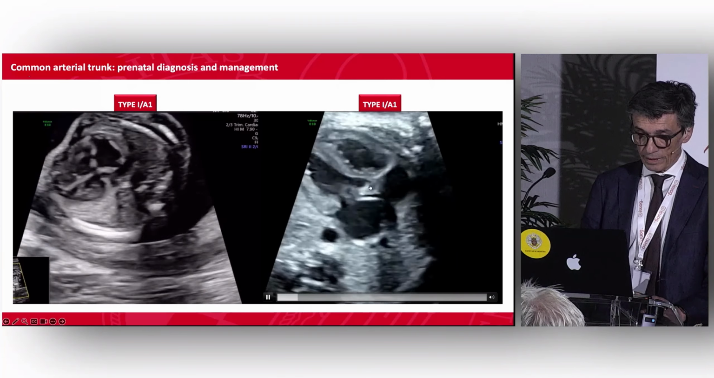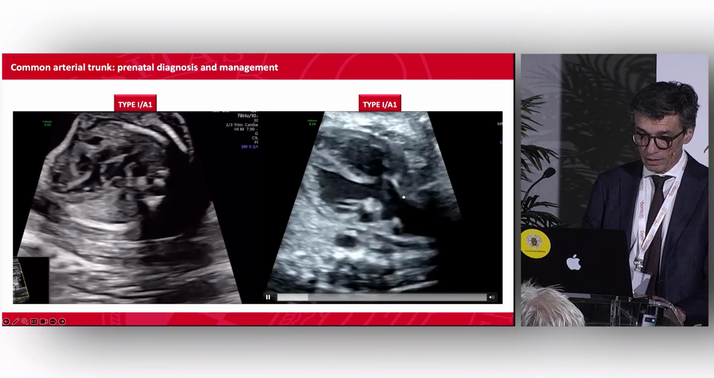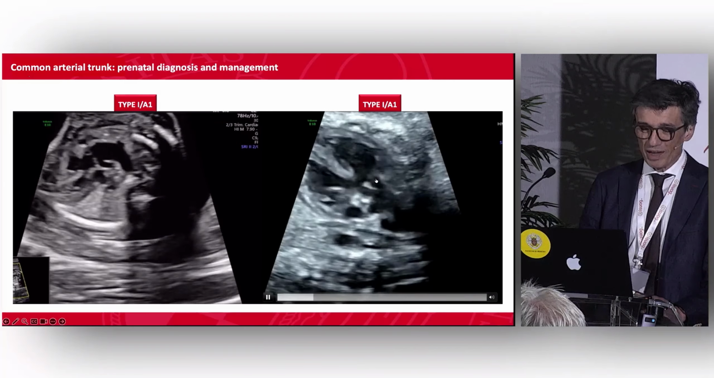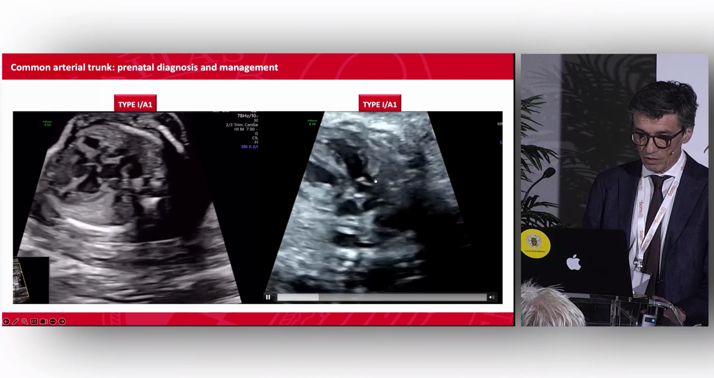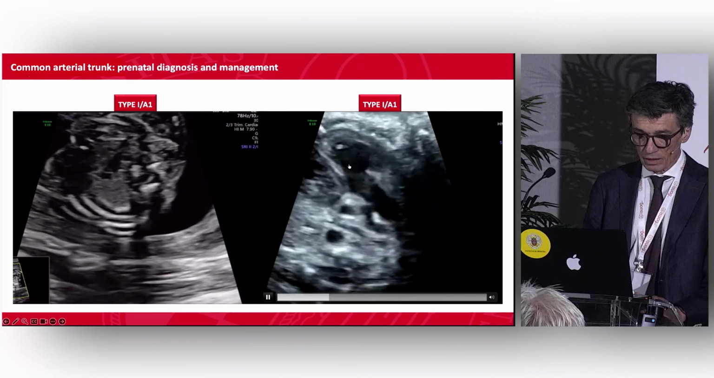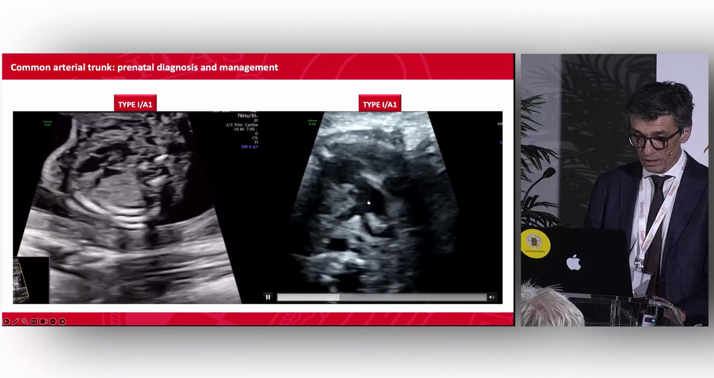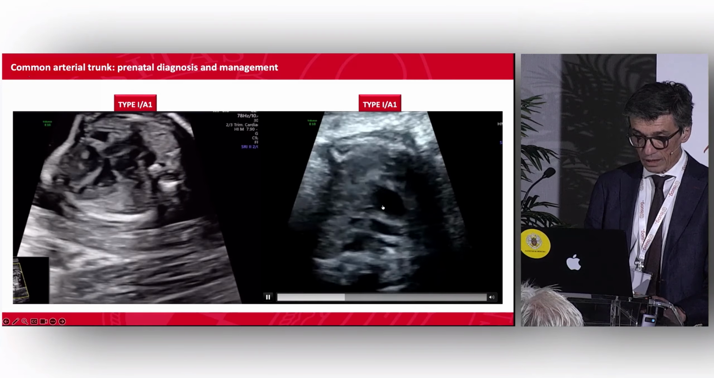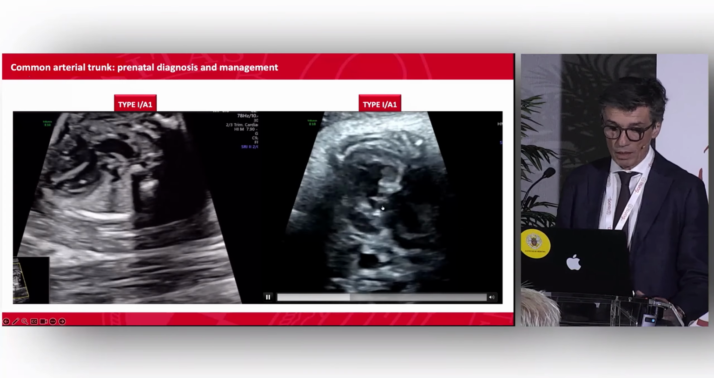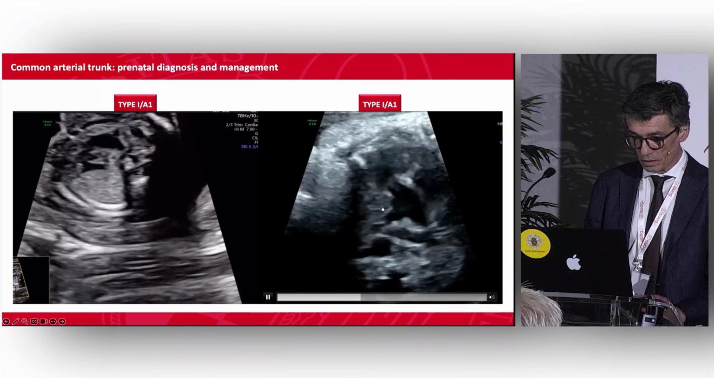You see a great vessel arising from the heart, overriding the septal defect, quite similar to what's seen in tetralogy of Fallot, but here the difference is that the pulmonary artery is not connected to the right ventricle. The pulmonary artery is connected to the common arterial trunk. There is only one single semilunar valve, the truncal valve, and not two valves as in tetralogy of Fallot.